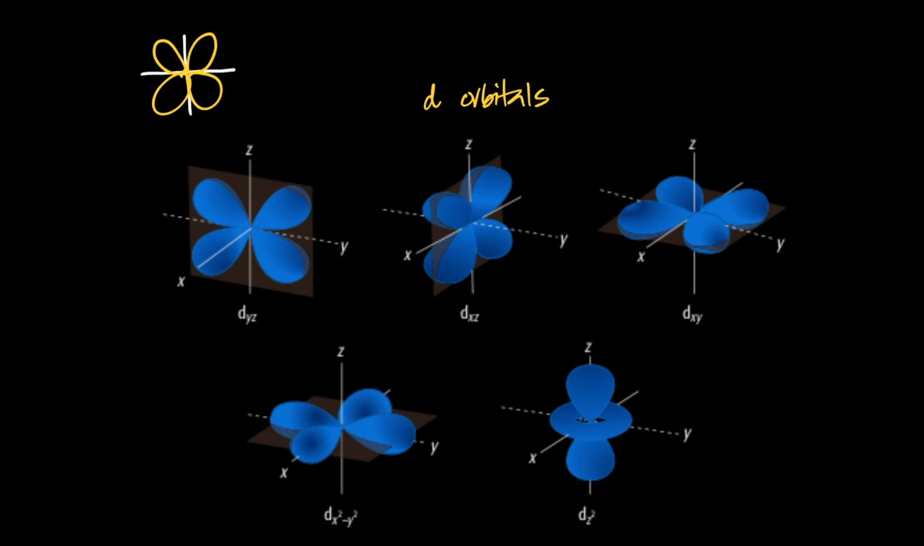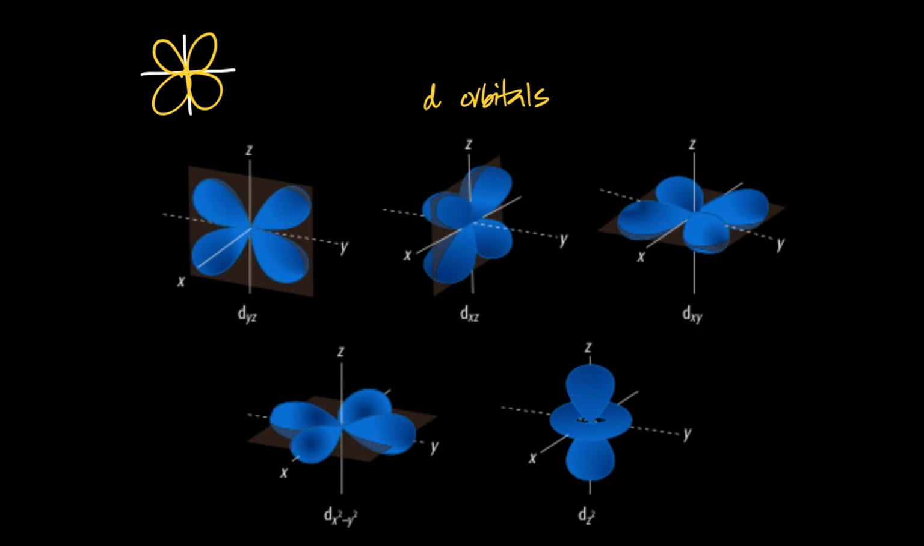So there are 4 that have these 4 lobes, and the 5th one is like a p orbital with a donut through it. But their planes matter. We'll need to know which is where, because in p orbitals you've got the px on the x-axis, you got the py on the y-axis, and you got the pz on the z-axis.